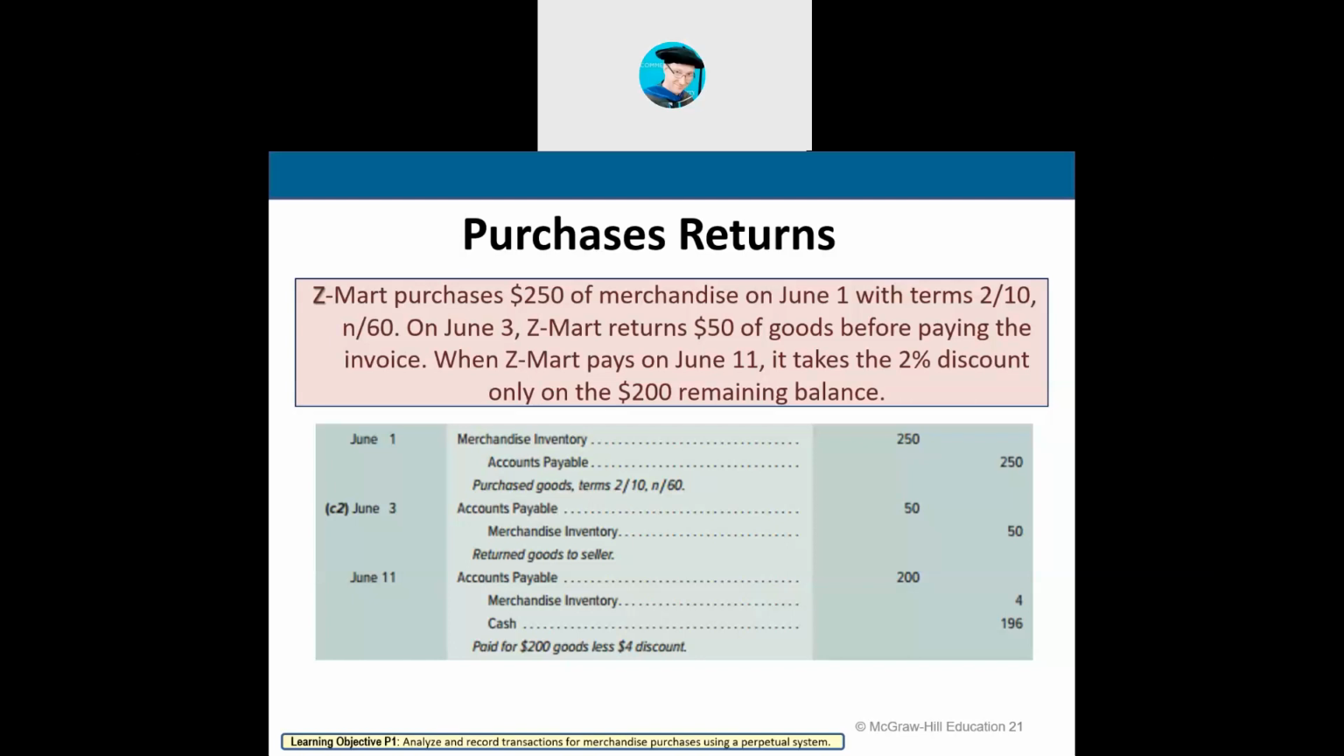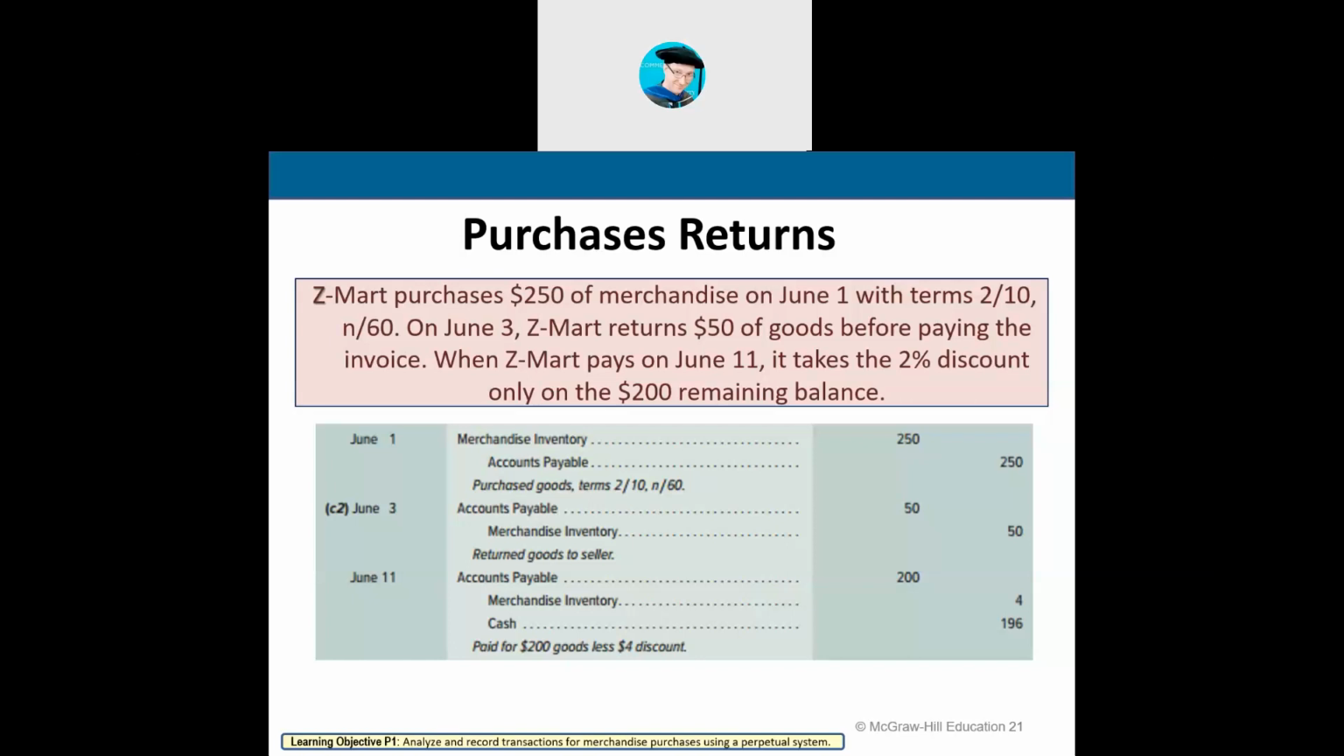Now let's go back a step and identify the original purchase. We originally purchased inventory for $250 back on June 1st. We debit merchandise inventory to increase the merchandise inventory, and we credit accounts payable to increase the accounts payable, right? And that was on terms 2/10 net 30.